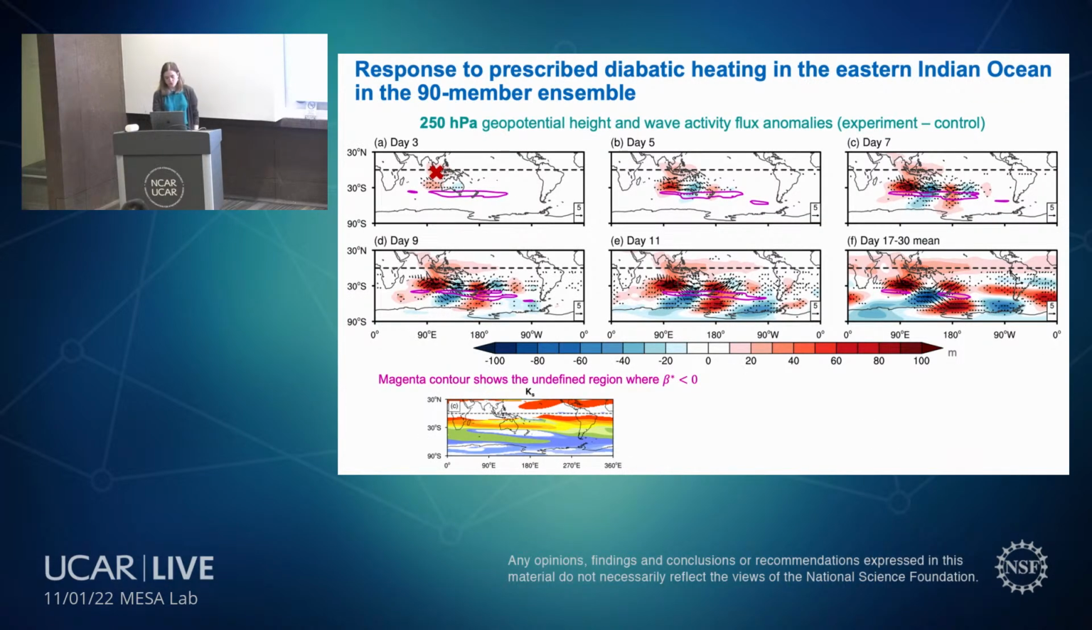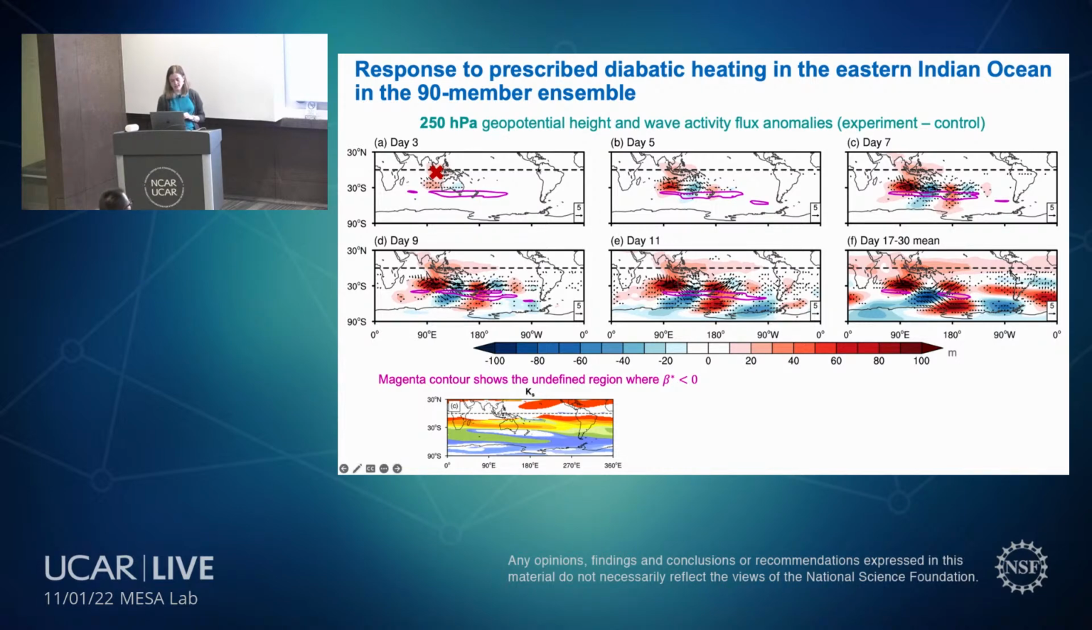So now looking at what this response looks like, this is showing geopotential height anomalies in the upper troposphere as the shading, as well as wave activity flux anomalies, which are the vectors. And this is the difference between the experiment and control simulations. Here I show the evolution across days 3 to 11, looking at every other day, and then take the mean over the final 2 weeks of the integration to get some comparison with the time mean in the observations.